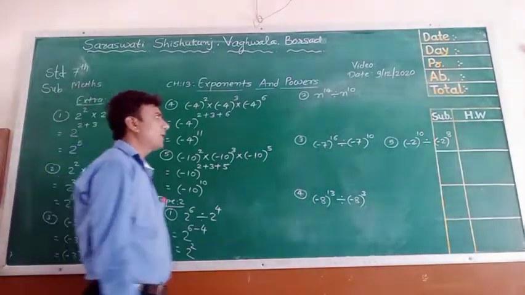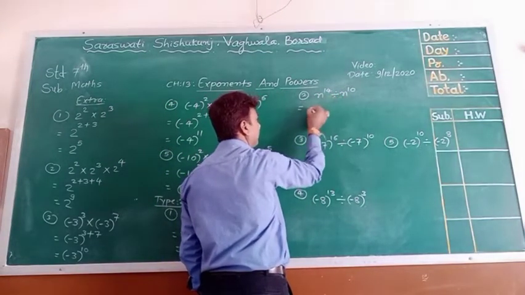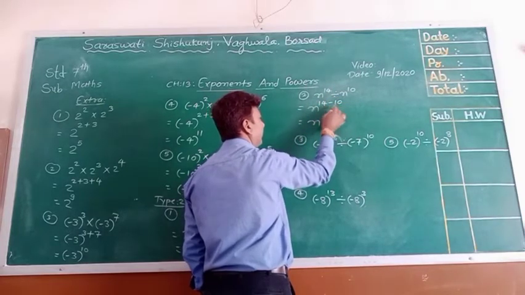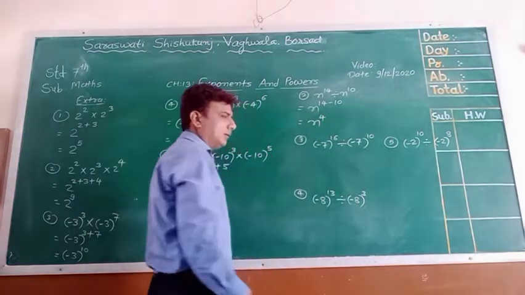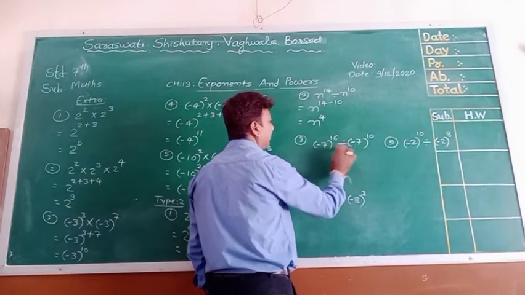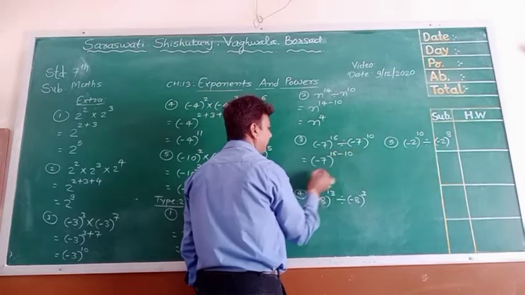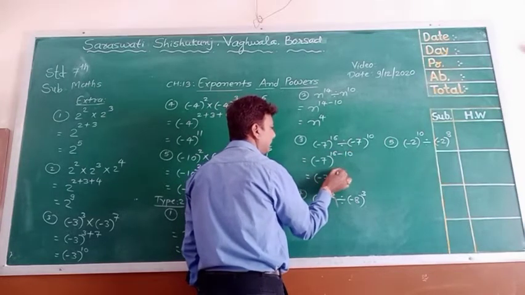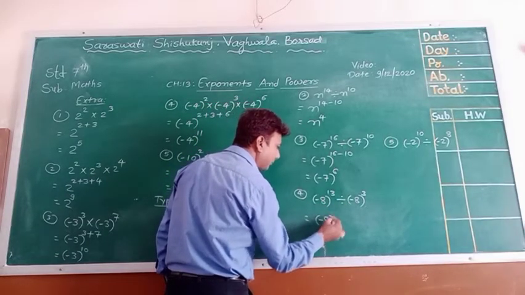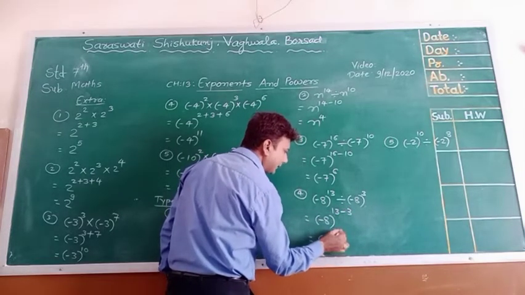Clear? Now n raised to 14 division n raised to 10, same base, division, subtraction of their powers. 14 minus 10 is 4. Number 3, minus 7 divided by 7, same base, division, subtraction of their powers. 16 minus 10 is 6. Same base, division, subtraction of their powers. 13 minus 3 is 10.